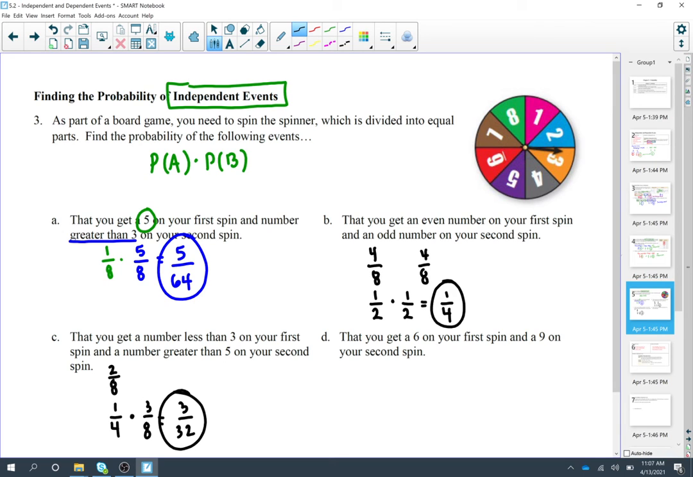Letter D, that you get a 6 on your first spin. So a 6 on our first spin, there's only one 6, 1 out of 8, and a 9 on your second spin. Well, there's no 9 on the spinner, which means the probability of that happening is a 0. Meaning the probability that we get both, because it said and, would be 0 because that can't happen.